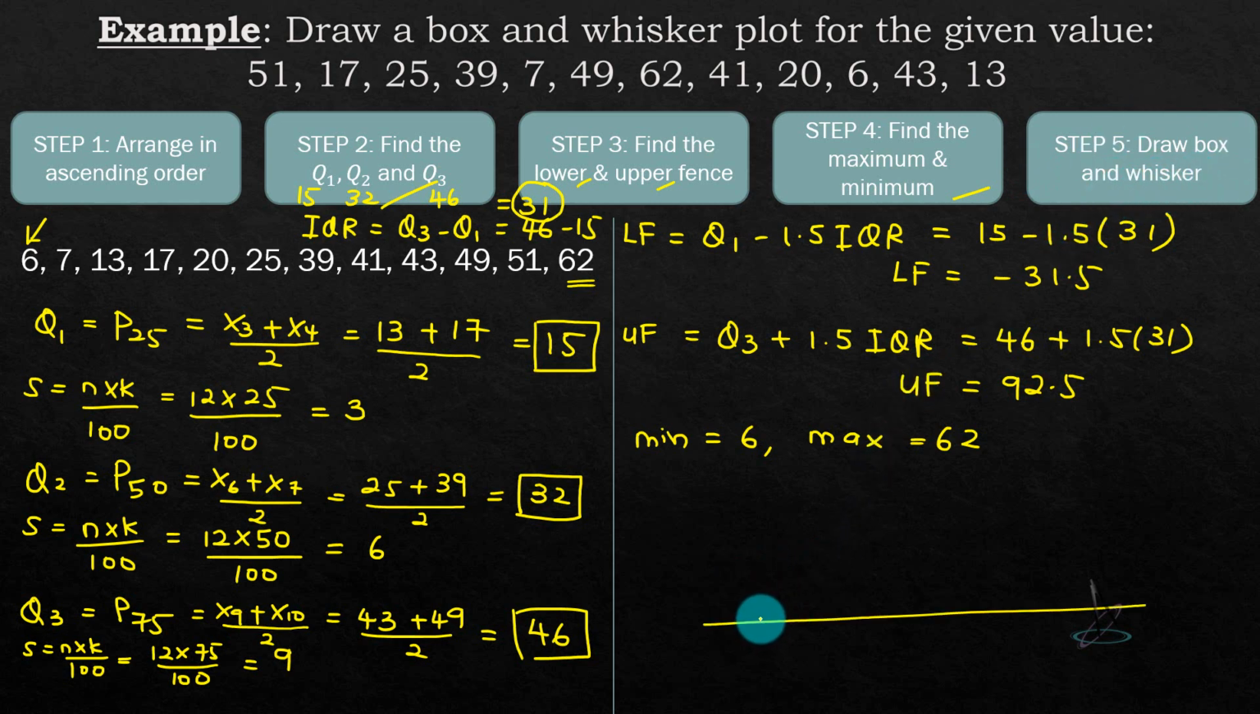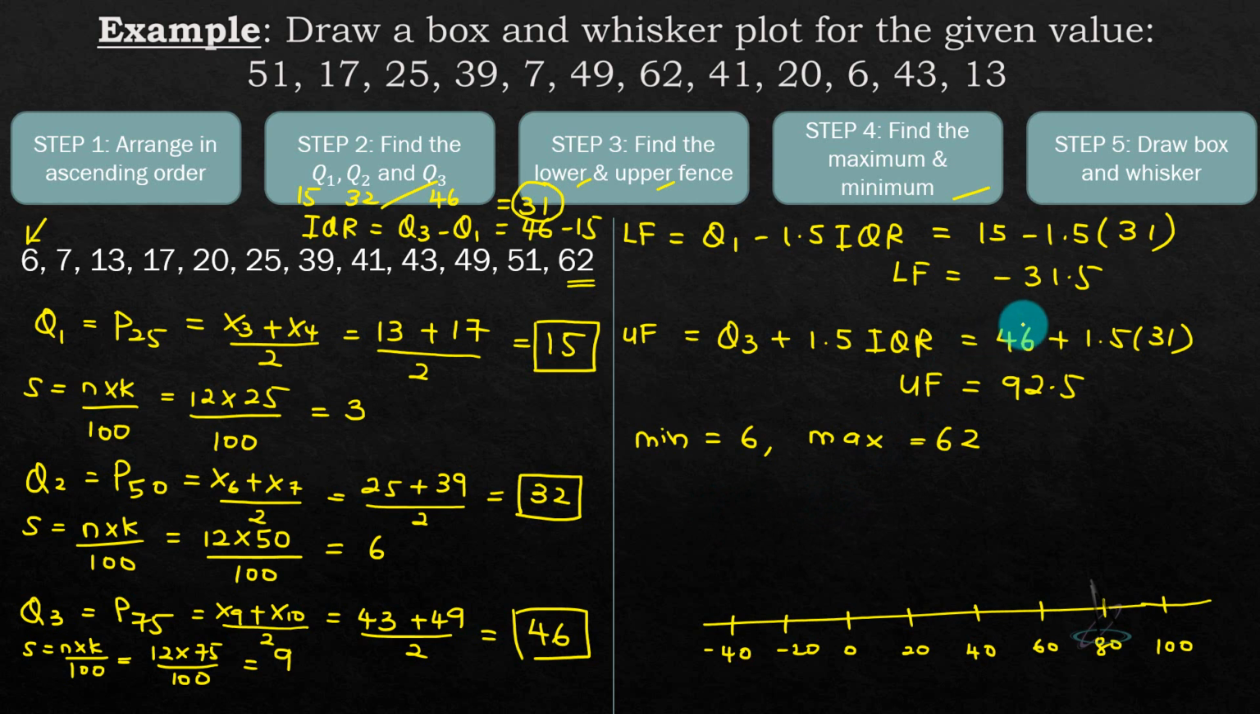Okay, it might not look that straight, but never mind. So this is negative 40. Perhaps here is negative 20. And then 0, 20, 40, 60, 80. And I need some more space for 100. Okay, so let us have our lower fence as well as our upper fence.